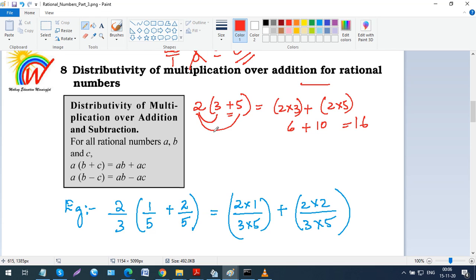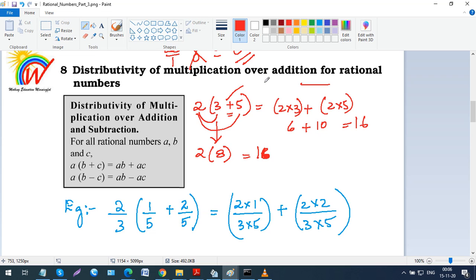Okay, now even if I solve it directly also, I'm going to get the same answer: 2 into 3 plus 5 is 8, so 2 into 8 is 16. So same thing goes for the subtraction also. Okay, so this is how you distribute it. See, if it is a number, you can simply add them in the bracket and then multiply it.